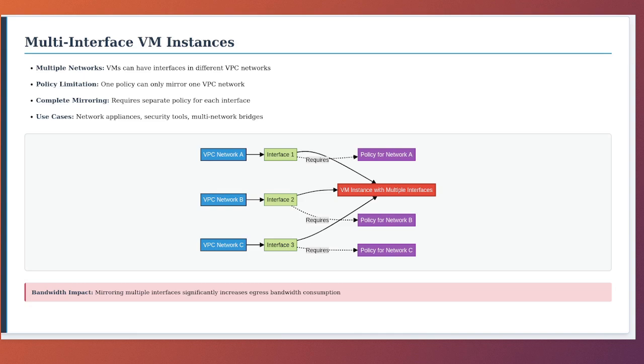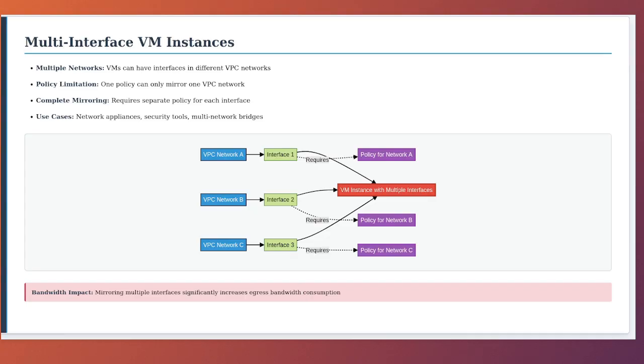The diagram shows each interface with an arrow pointing to its respective packet mirroring policy, illustrating that each interface requires its own policy. Policy for network A handles interface 1, policy for network B handles interface 2, and policy for network C handles interface 3. Each policy independently clones packets and forwards them to its configured collector destination.